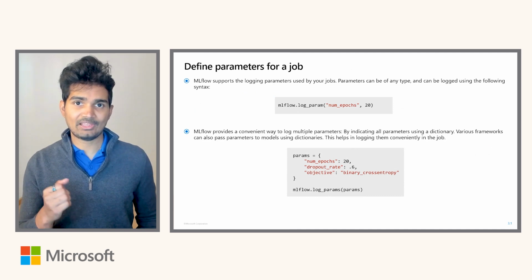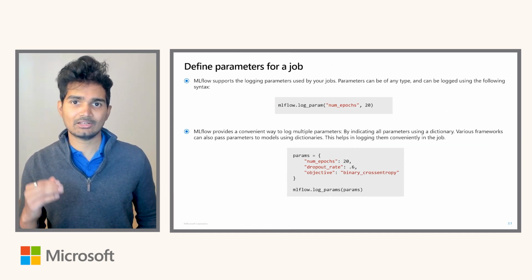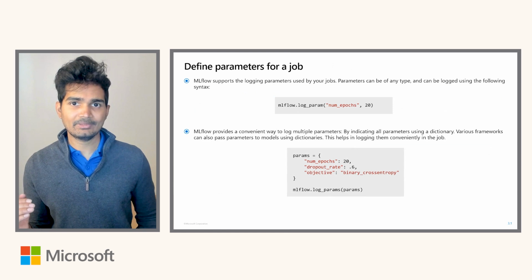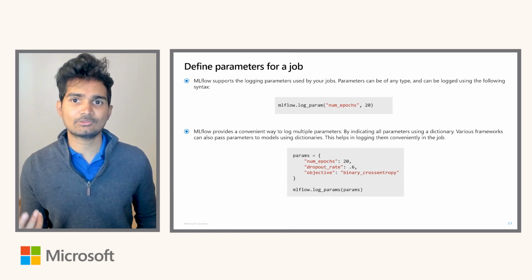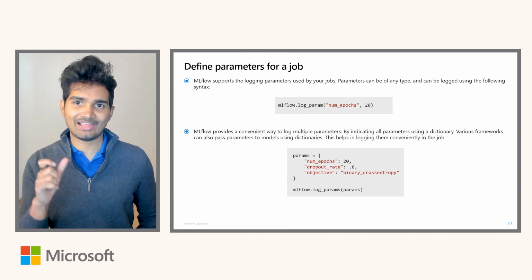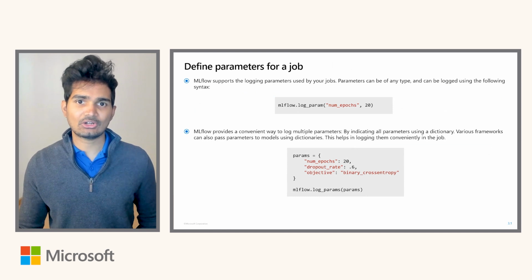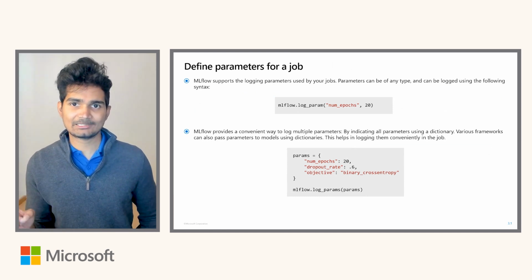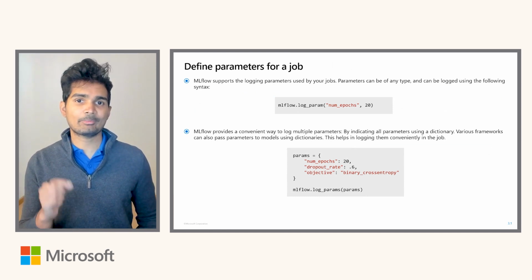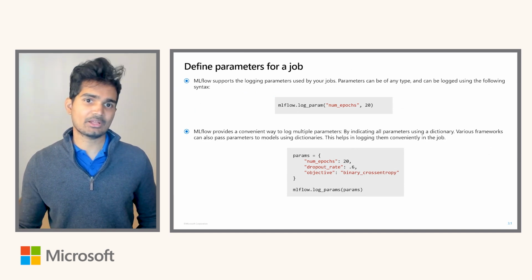For example, if you want to log the number of epochs used in your training job, you would use mlflow.log_param, and number of epochs would be set to 20. This logs the parameter number of epochs with a value of 20. By logging parameters, you ensure that all configurations are tracked, making it easier to reproduce experiments, compare runs, and fine-tune your models.